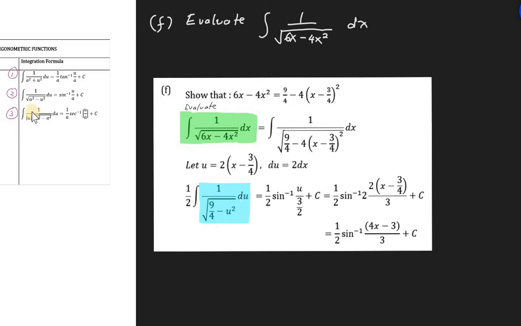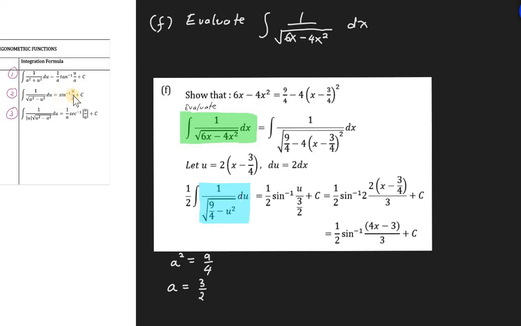What formula is appropriate? Formula number 2, in the format of the square root of a square minus u square. What is the a? A square is 9 on 4, so a is the square root of it, which is 3 on 2. Recognizing a and the u, we can just quote the answer.